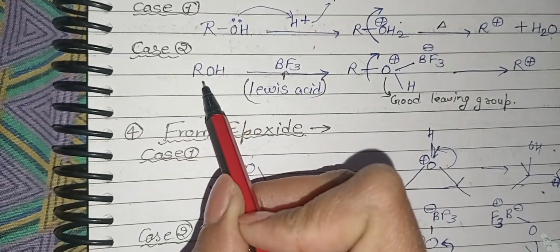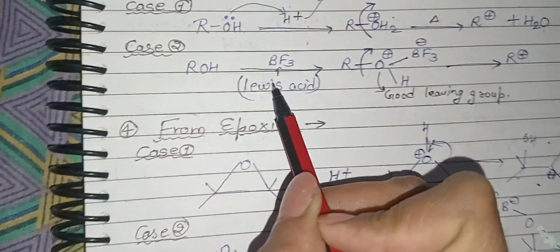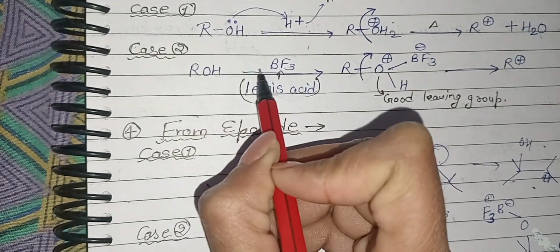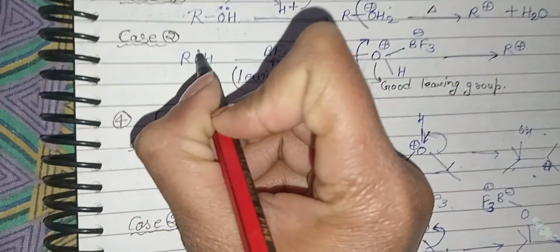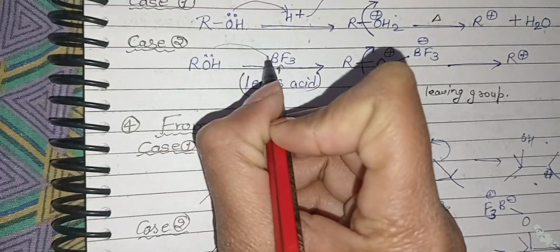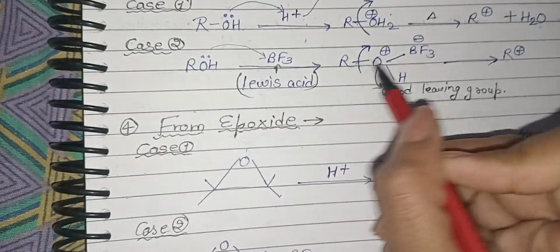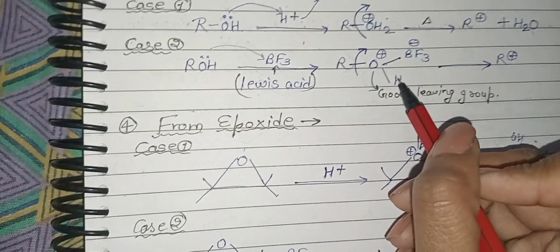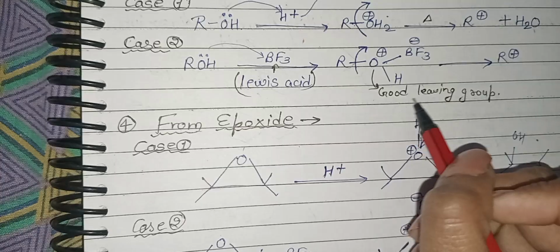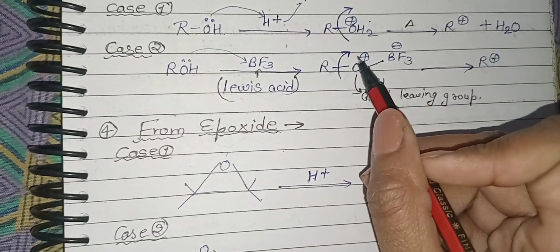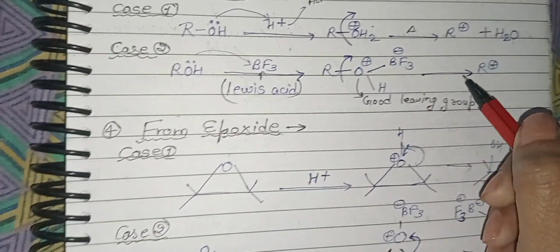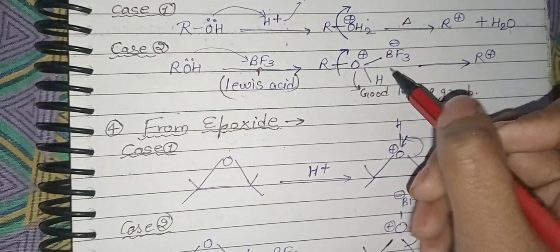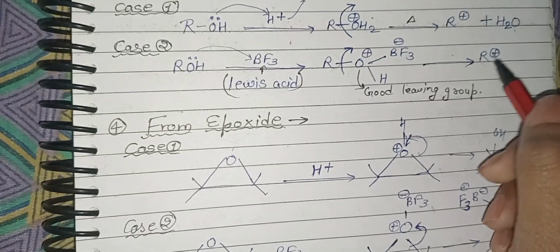In the second case, we have alcohol and a Lewis acid. What happens here is that the lone pair attacks the acid, and we get oxygen, BF3 negative, and H. So it becomes a good leaving group, this complete group is a good leaving group, and we get the carbocation.